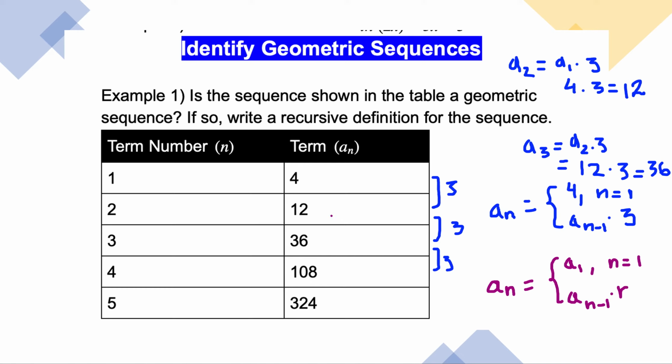And the common ratio we can find in another way. If we look at it in a more sophisticated way, we can divide any term by the previous term. For example, 12 divided by 4, we get 3. 36 divided by 12, we get 3. But each one of them has to give the same result. And then we can conclude that it is a common ratio and that it is a geometric sequence.